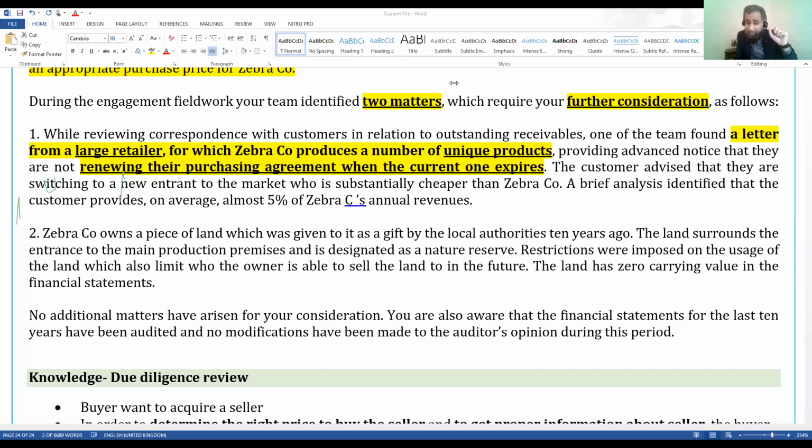So will the unique products help us with the valuation of assets and liabilities? Yes. And the purchasing agreement expiring, will that help us with the operating profit forecast?